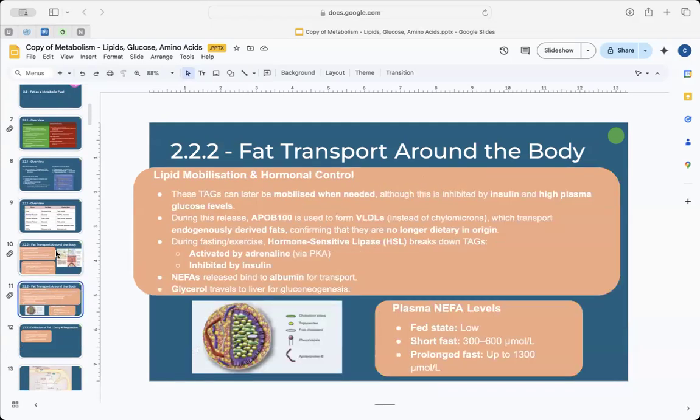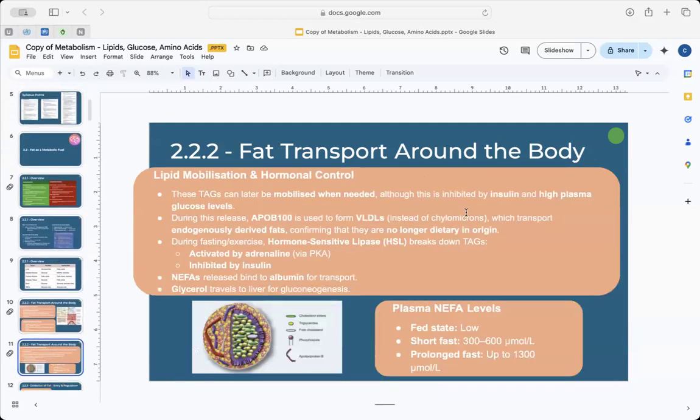And then just a bit more on fat transport. In terms of lipid mobilization, we're thinking about releasing fats from storage now. TAGs can later be mobilized when they're needed, but that's going to be inhibited by insulin and high plasma glucose levels. And during this release, ApoB100 is used to form VLDLs instead of chylomicrons, which transport endogenously derived fats. So that confirms that they're no longer dietary in origin, like tags to your body that something's not dietary in origin anymore.